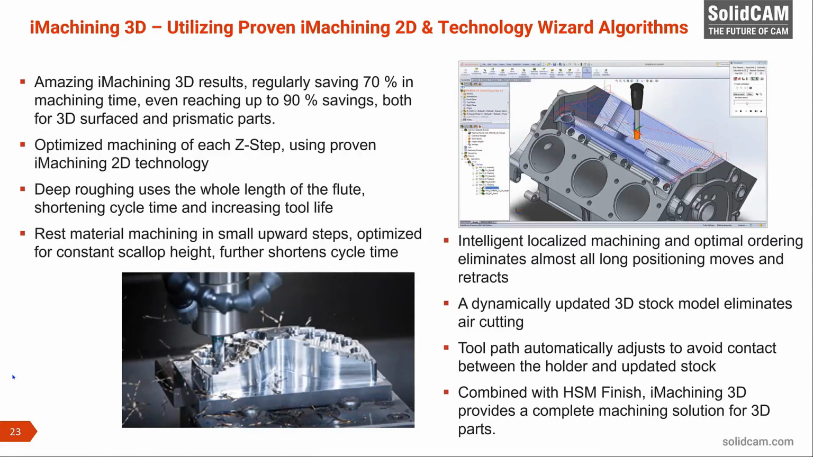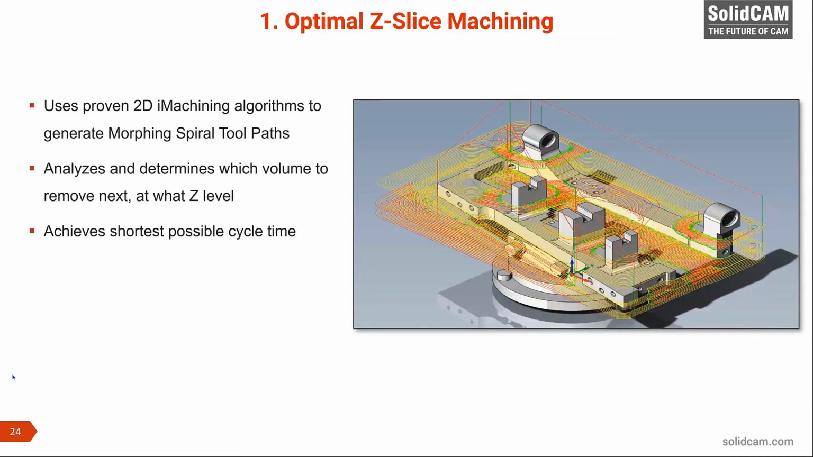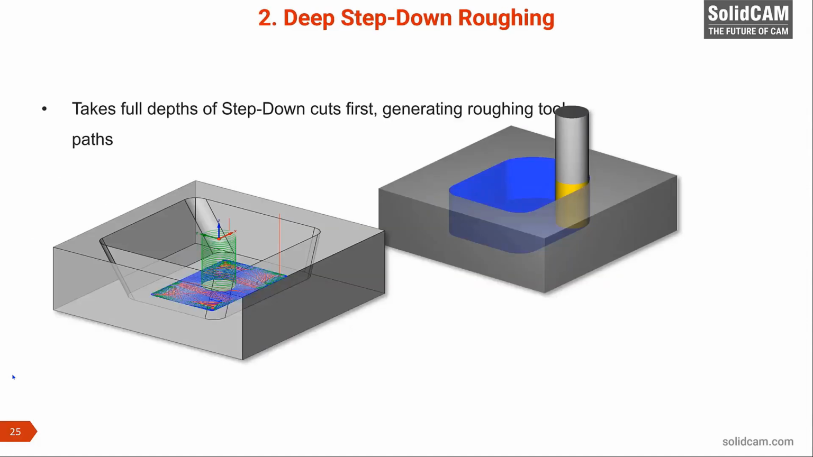Now, iMachining's 3D module is really designed for both 3D surfaced parts as well as 2D prismatic parts. You see, iMachining's 3D is using the proven technology of iMachining 2D to get the maximum efficiency, optimizing each Z-level step. We're actually analyzing the entire model, and the system is computing the best case scenario for optimal ordering over the entire process. And we're taking full depth step downs where applicable, achieving maximum material removal rates. Now, I want you to notice how quickly iMachining 3D clears this pocket in heat-treated steel in this next video.